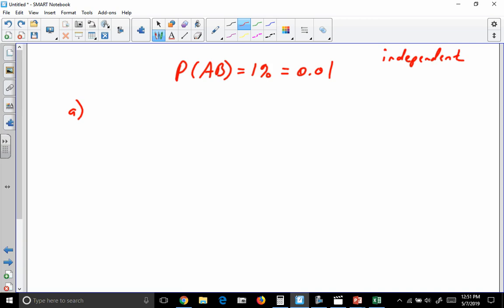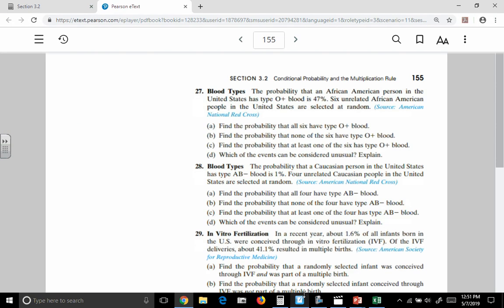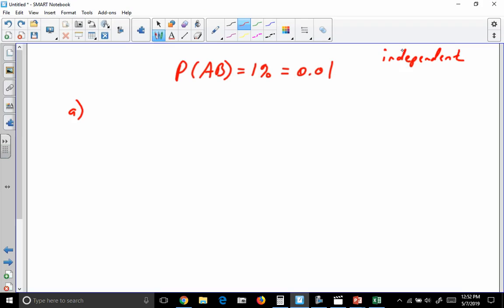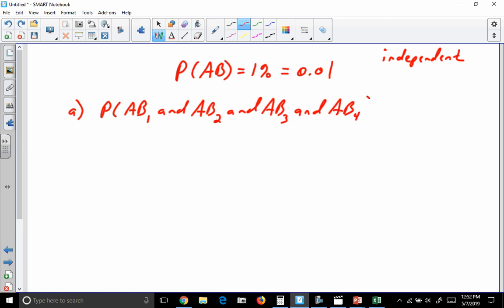So then we have several questions. The first question, find the probability that all 4 have type AB blood. So that's the probability that person 1 has AB blood. Let's say the AB sub 1. So the first person has AB blood, and the second person has AB blood, and the third person has AB blood, and the fourth person has AB blood.